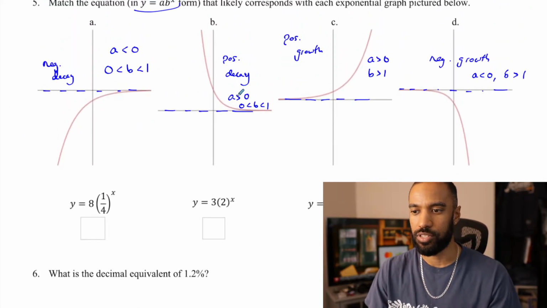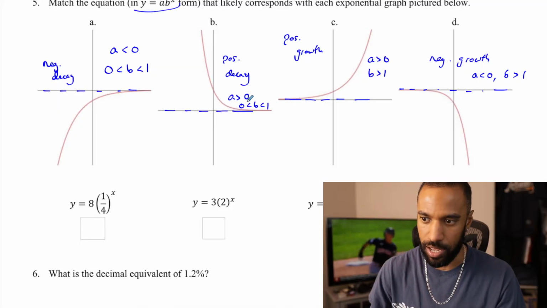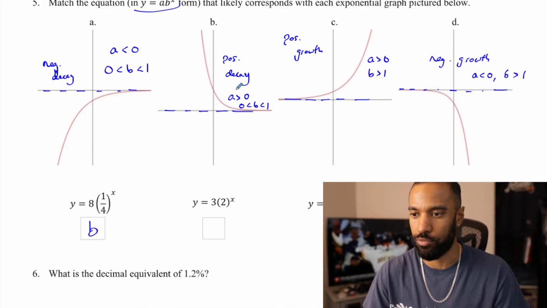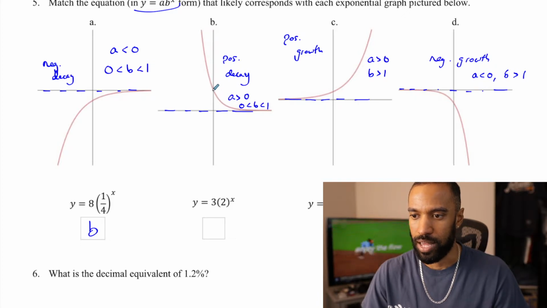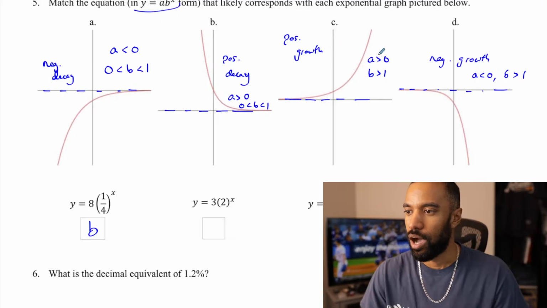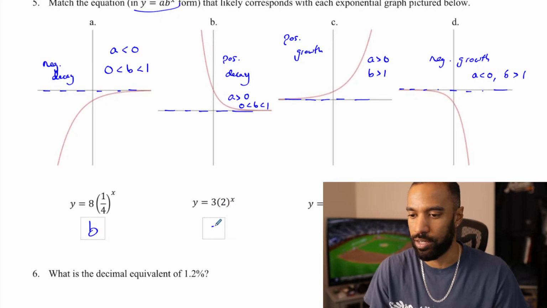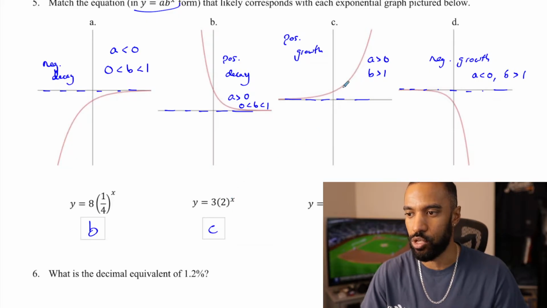Graph B, positive decay, a positive a value, and then a fraction thing that looks like this one right here, graph 8 times 1/4 to the x. Must be that, like y-intercept of 8, and taking a quarter of it each time. Graph C, positive and greater than 1, that looks like this one right here. Y equals 3 times 2 to the x. You double the 3, you double that number, 6, you double, etc.